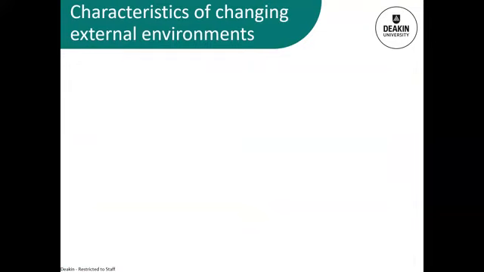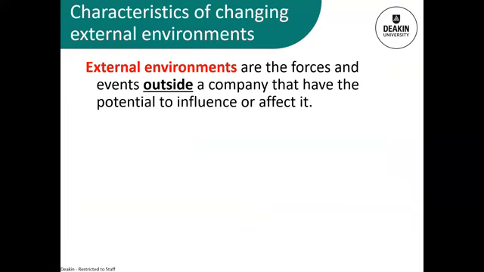So let's look at this a little bit more now from a theoretical perspective. This is looking at the characteristics of changing environments. As always, we start with a definition from the text, so that we can all agree that we're talking about the same thing. External environments are the forces and events outside a company that have the potential to influence or affect it. This relates to one of the theories we covered in week 1, systems theory. Organisations are in an external environmental system, and that external system has an effect on what they do.